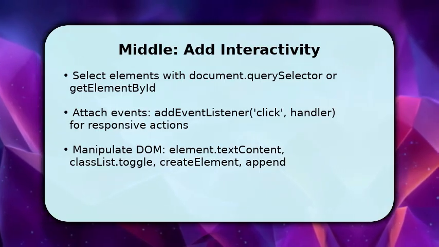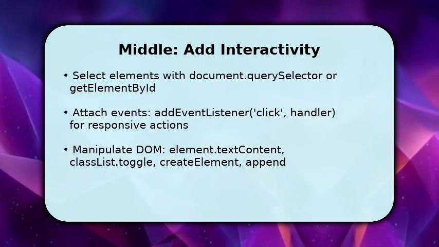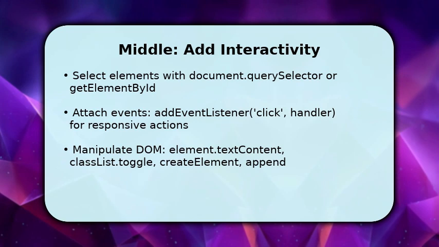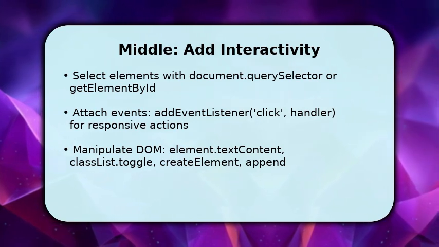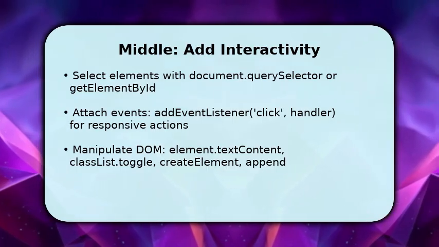Inside the handler, read or validate values, update the DOM with textContent or classList changes, and create or remove nodes when needed. Once you wire events and data flow, test edge cases like empty inputs and rapid clicks to make behavior predictable and debuggable.